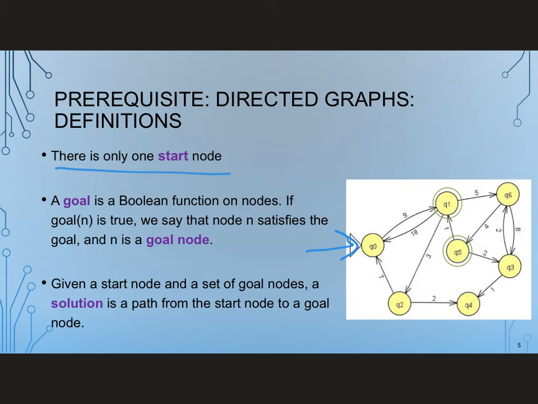And so given a start node and a set of goal nodes, we can talk about a solution, right? A solution to our problem is just going to be a path from the start node to the goal node. So for example, my start node is Q0. If I want to get to Q5, one of the solutions that I might use would be starting at Q0, go to Q1, go to Q6, go down to Q5. That's totally fine. But there's nothing wrong with saying that the solution of getting to Q5 is going via some bizarre path, right?